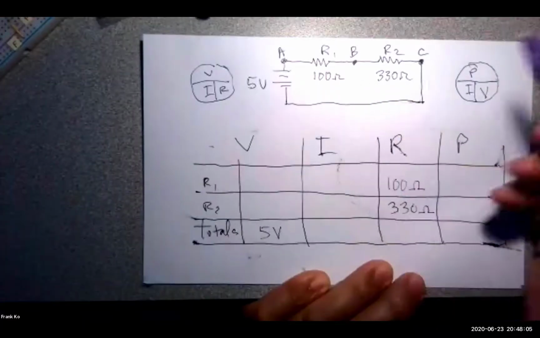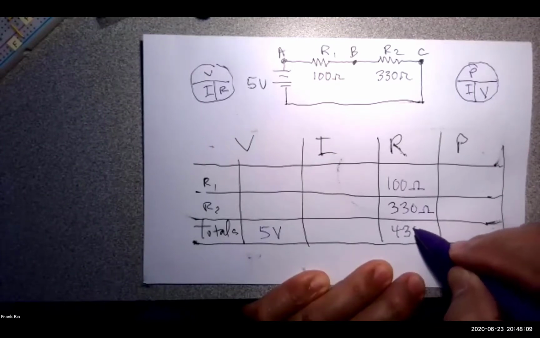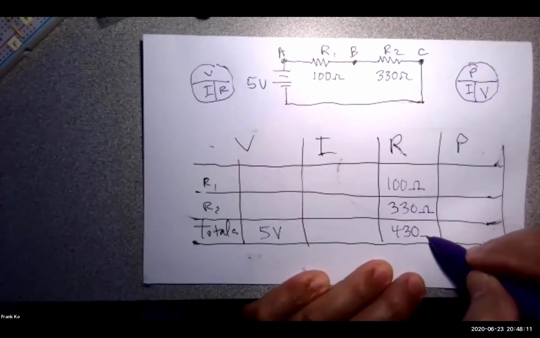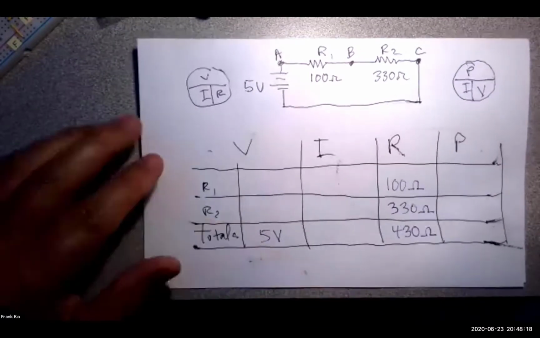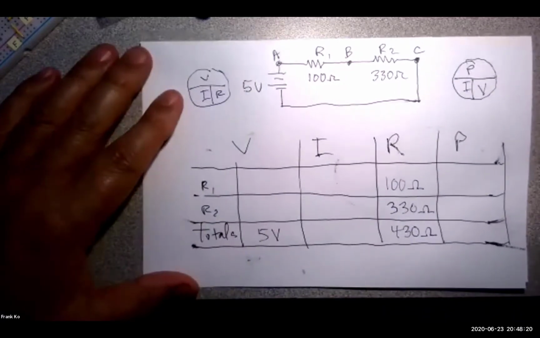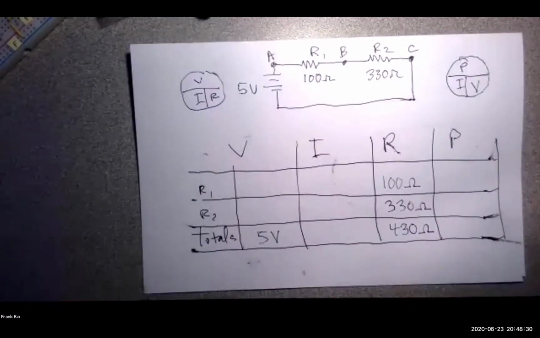I have 100 plus 330 gives me a total of 430. What are my units? Ohms, yes? 430 ohms. Is everybody okay with that so far? Now, what would be my next step? Total amps? Likely, we want to use these 2 quantities to calculate the third.